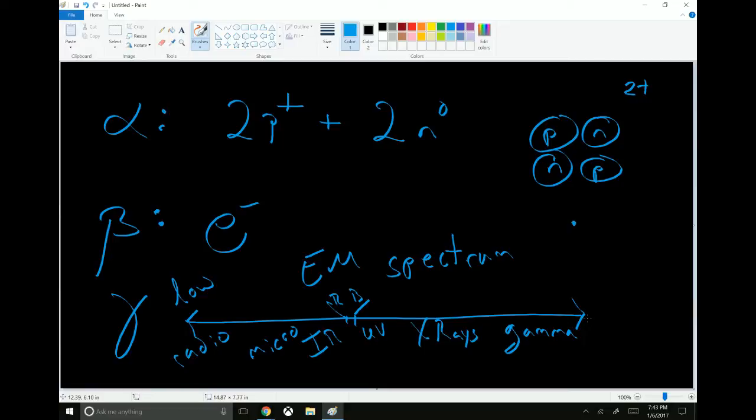Alpha particles, because they're big, they're fairly slow and low energy. They can be blocked by a sheet of paper. Beta particles are a little bit harder. They're higher energy. But they can be blocked by a thin sheet of lead. Gamma radiation is very high energy. You need a concrete wall a couple of feet thick in order to stop gamma radiation. So that's what we're looking at.